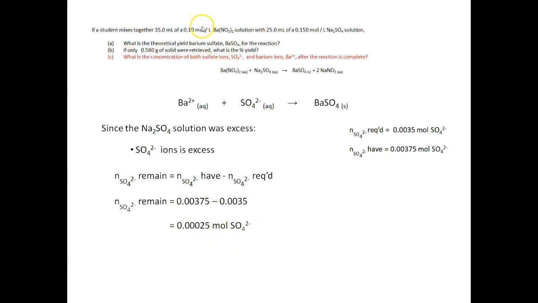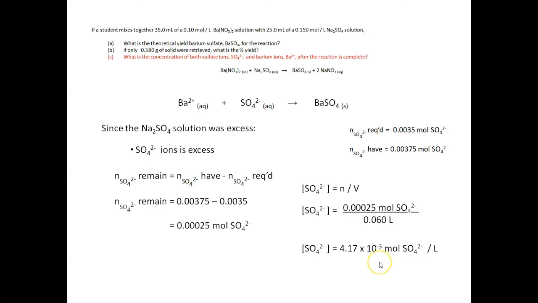So I'm almost done. I just have to now convert that into concentration, and we know that concentration is moles over volume. So I just have to take this moles and divide it by the volume in which that many moles of sulfate are occupied. And remember, we talked about how when I combine the two solutions, their volumes combine. So therefore, my total volume is 60 milliliters, not the original 25. And so I get my concentration.